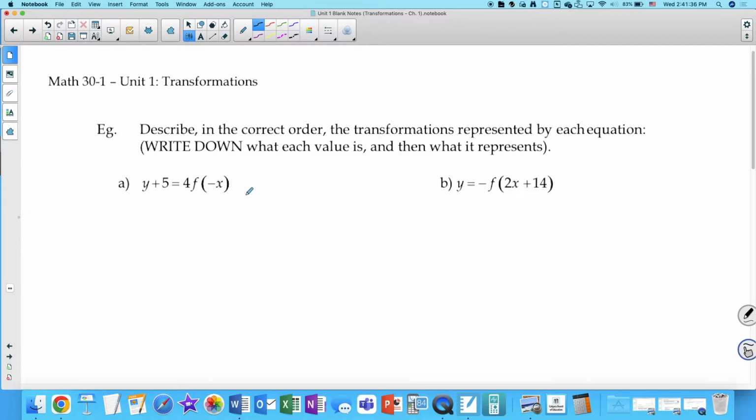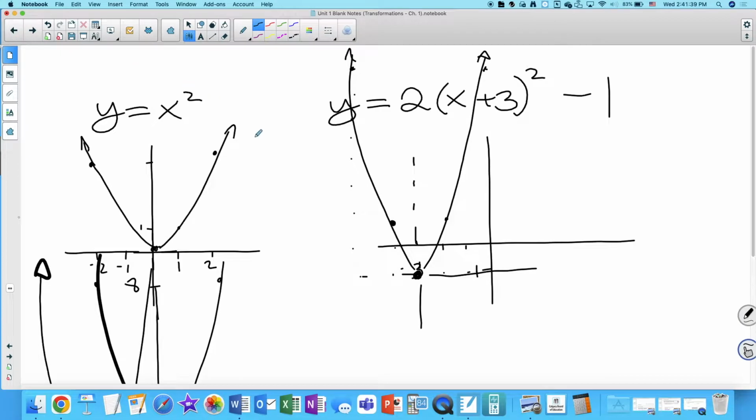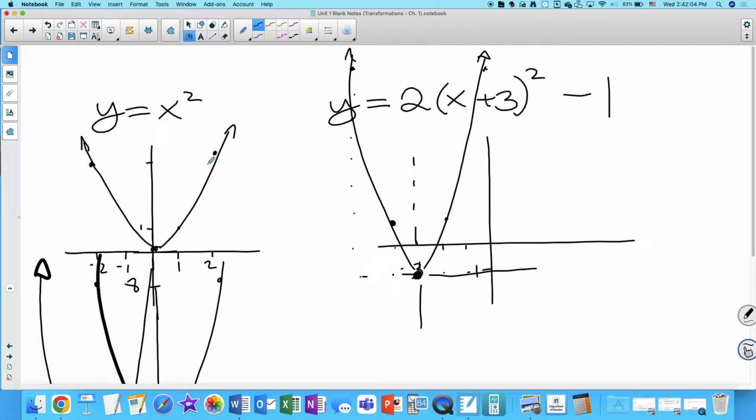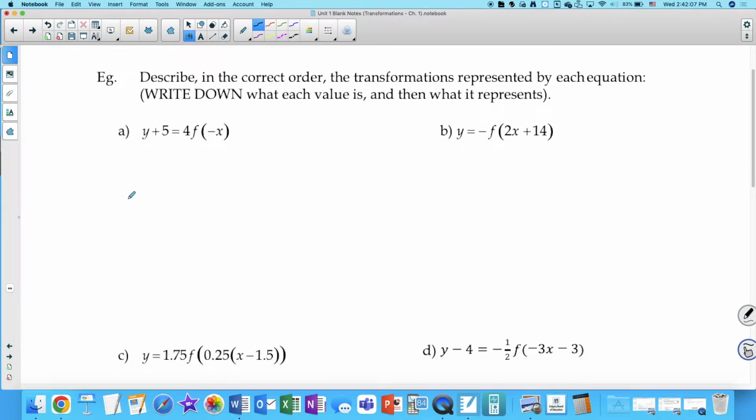And actually, there's one more point that I really didn't emphasize, but I want to do it now. This b value has to be factored out. Okay, so when we look at a horizontal translation, it only applies when the coefficient of x is 1. So if there's any number in front, we've got to factor that out. And we'll see that in a moment. But for now, we're just going to isolate y. So we'll subtract 5 from both sides, and we will get y equals 4 f of negative x minus 5. Okay? So if you can remember stretches, reflections, translations, right?